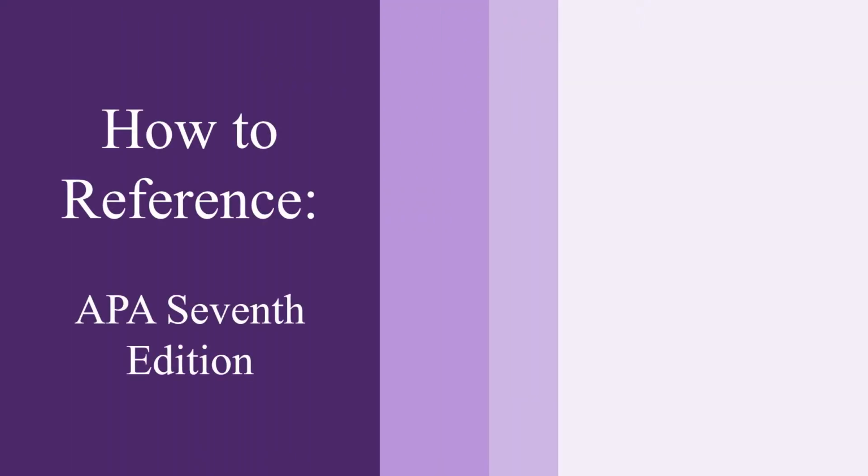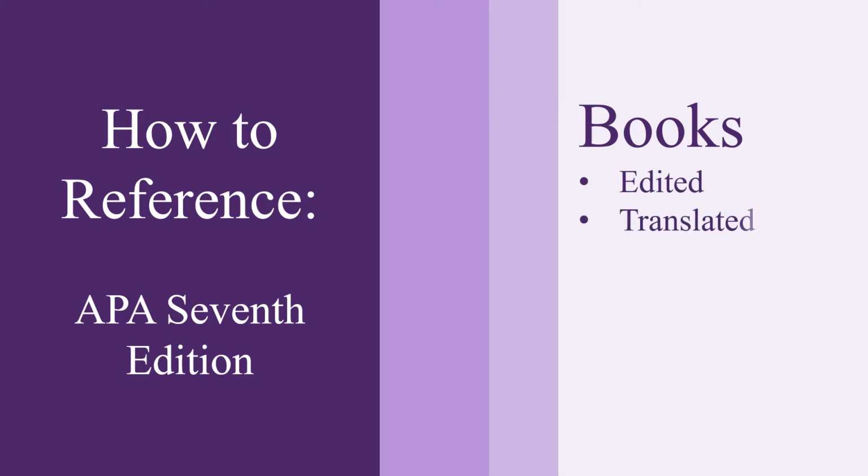How to reference APA 7th edition. One of the most common kinds of sources that will appear in a reference list are books. However, there are subtle nuances that you need to consider when creating an entry. Books are sometimes edited, they're sometimes translated, they are sometimes an edition, and they are sometimes a volume. And there are different rules for each of these. So let's go over them.